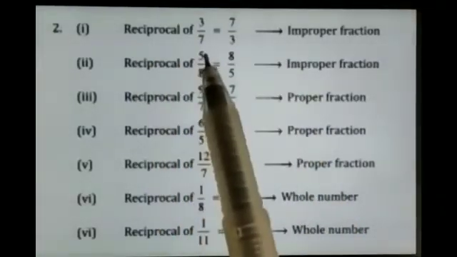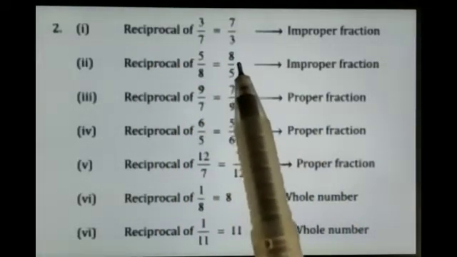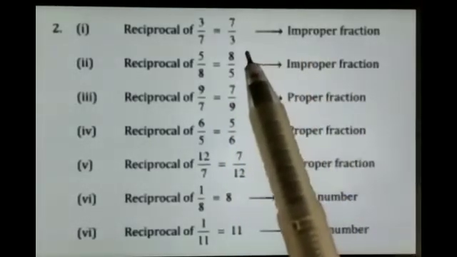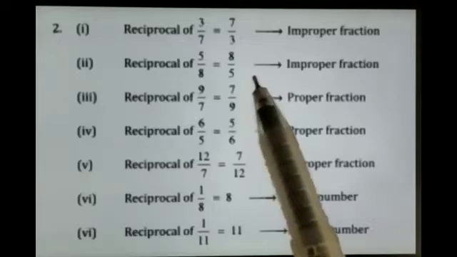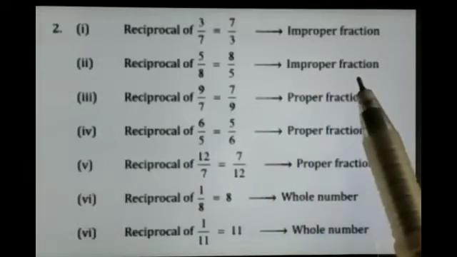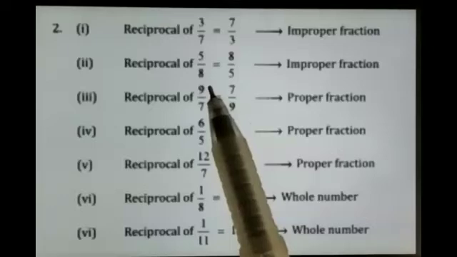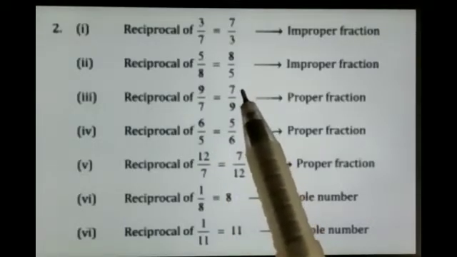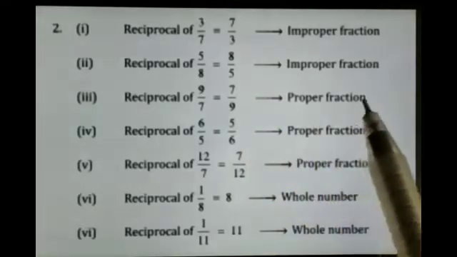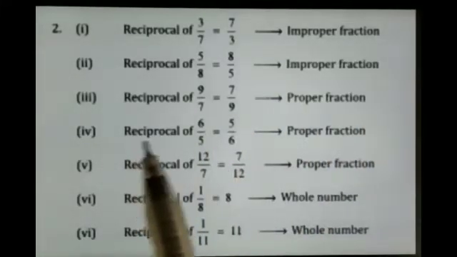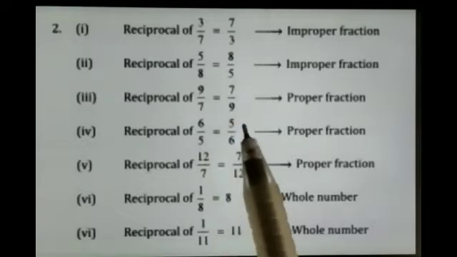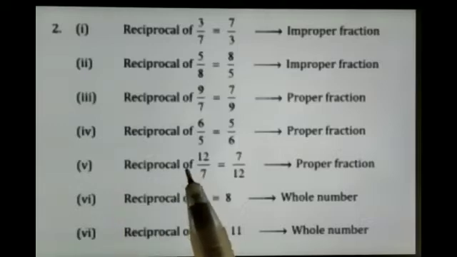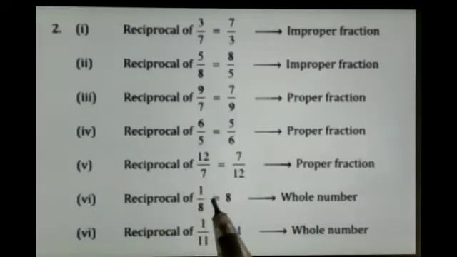Second question, reciprocal of 5 upon 8. When we write the reciprocal of 5 upon 8, it becomes 8 upon 5. Numerator is bigger, denominator is smaller, so it is an improper fraction. Question 3, 9 upon 7, reciprocal 7 upon 9. Numerator is smaller, denominator is greater, so it is a proper fraction. Question number 4, 6 upon 5, reciprocal 5 upon 6, a proper fraction. Fifth, as it is. Now the sixth one, 1 upon 8.